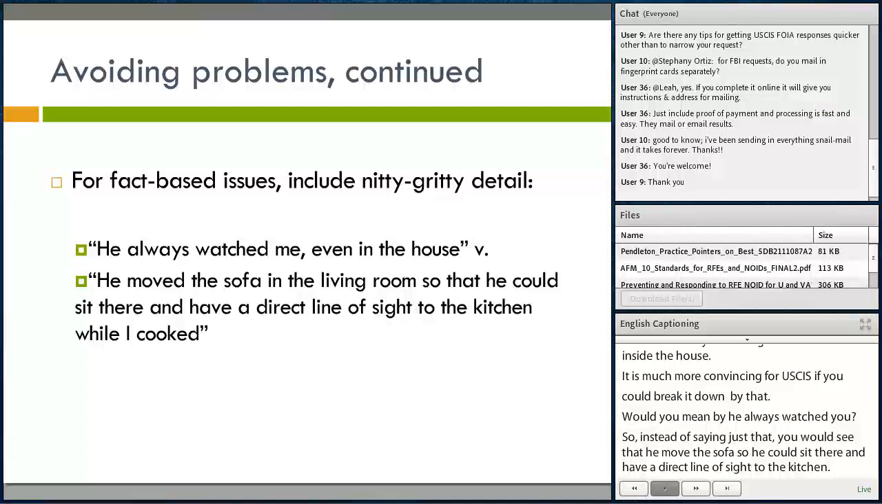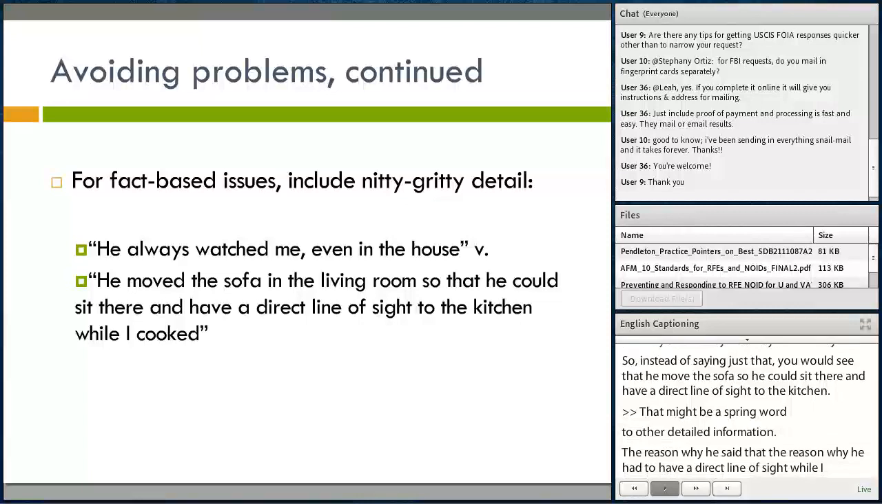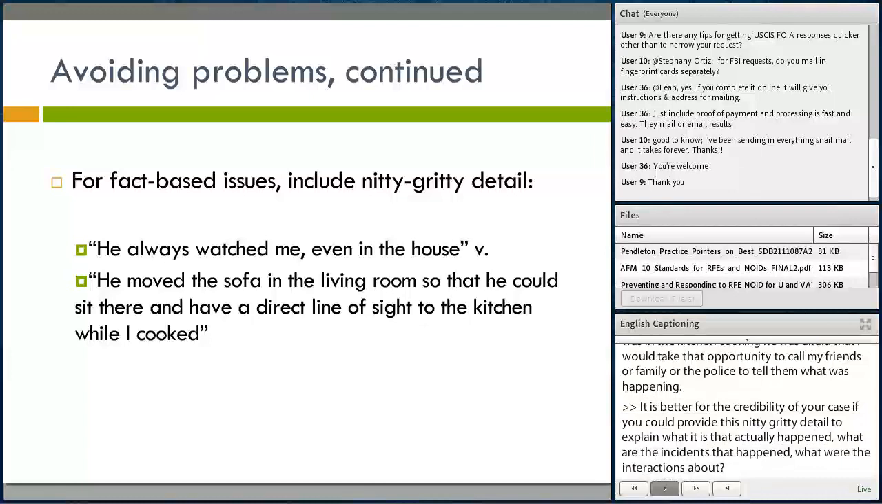And then that might be a springboard to other detailed information, like he said that the reason why he had to have a direct line of sight while I was in the kitchen cooking was because he was afraid that I would take that opportunity to call my friends or family or the police to tell them what was happening, right? And so it's better for the credibility of your case if you can provide this kind of really, really nitty-gritty detail to explain what it is that actually happened. What are the incidents that happened? What were these specific interactions about? That's a great example.